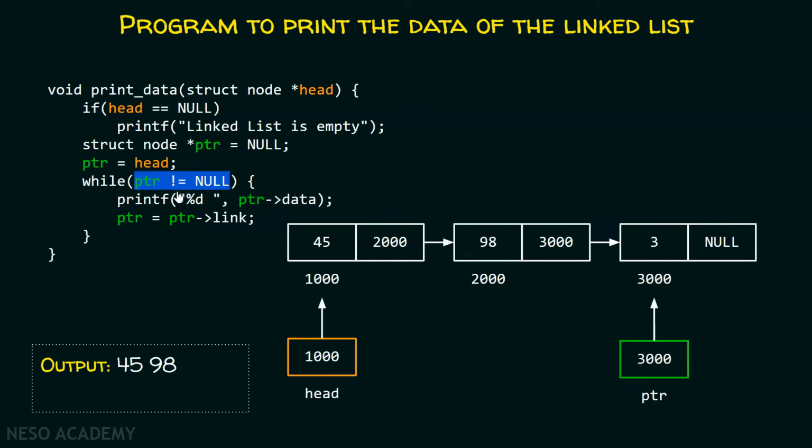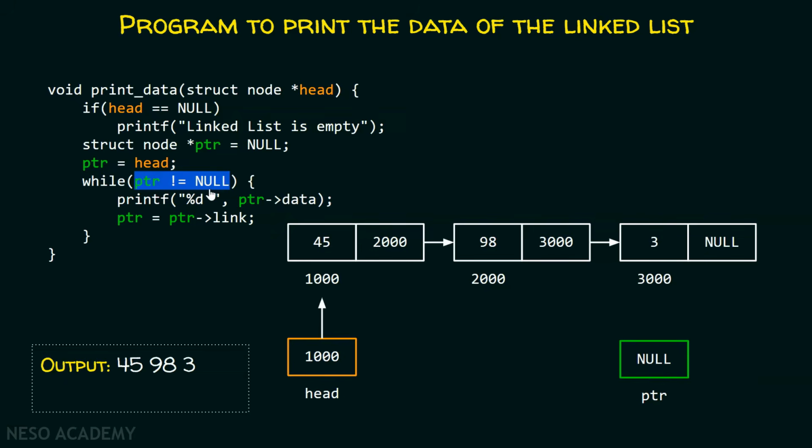This is again true because ptr is still not equal to null. We'll get inside of this loop. Here we will print the data of the third node of the list. So 3 will get printed on the screen. After this we will again update the ptr. Now this time ptr link contains null. So it is updated by null. Okay. So let me update this over here. ptr now contains null.